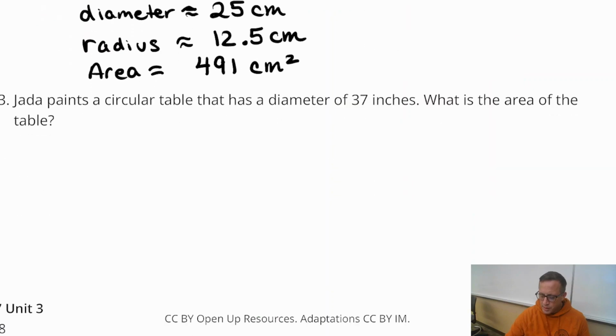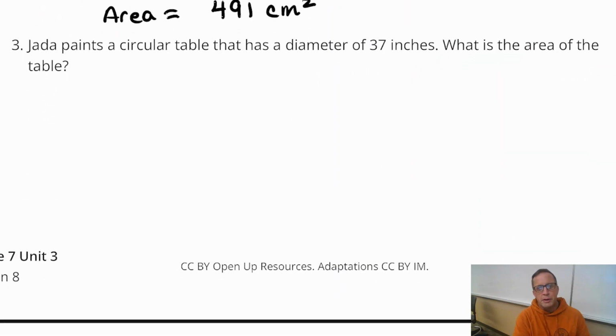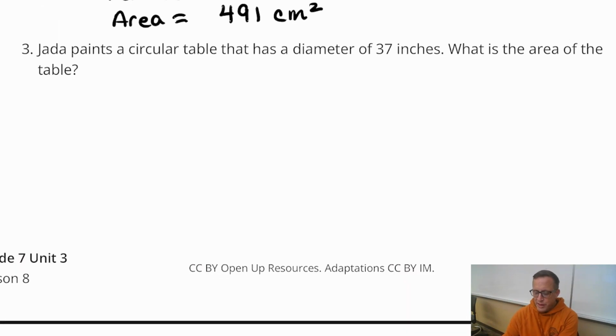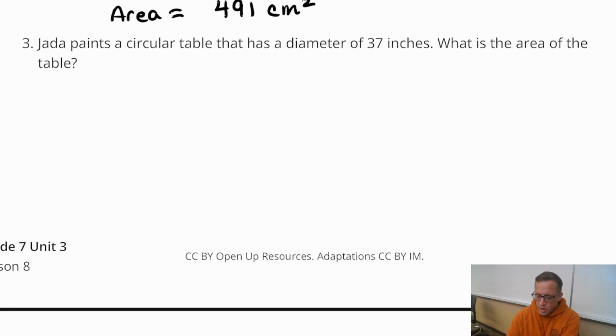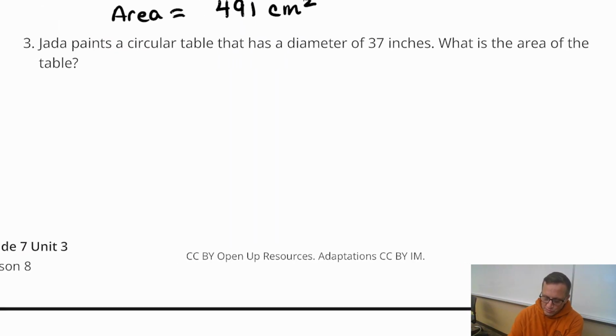Okay. Moving on to number 3. It says Jada paints a circular table that has a diameter of 37 inches. What is the area of the table? All right, so this is not an estimation problem. So this is pretty simple. This is just pi times diameter. Not pi times diameter, sorry. I'm thinking circumference there. But this is pi times radius squared.